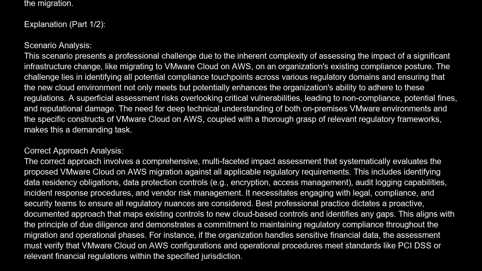Correct answer is B. A thorough mapping of existing on-premises data governance policies and controls to the specific security and compliance features offered by VMware Cloud on AWS, identifying any gaps that require remediation before or during the migration. Explanation. Scenario analysis. This scenario presents a professional challenge due to the inherent complexity of assessing the impact of a significant infrastructure change, like migrating to VMware Cloud on AWS, on an organization's existing compliance posture.